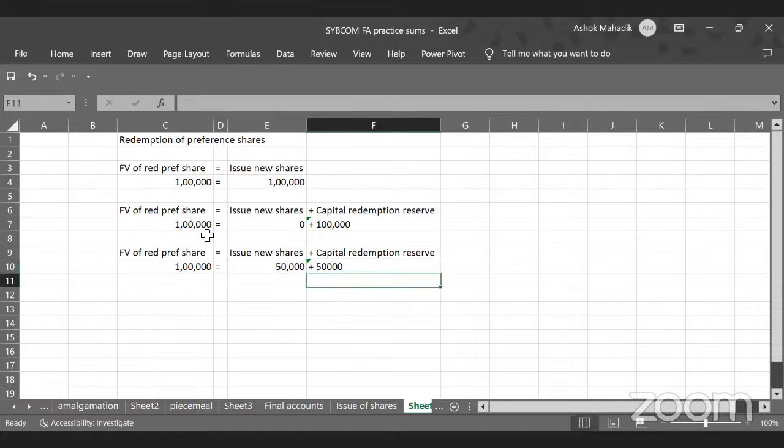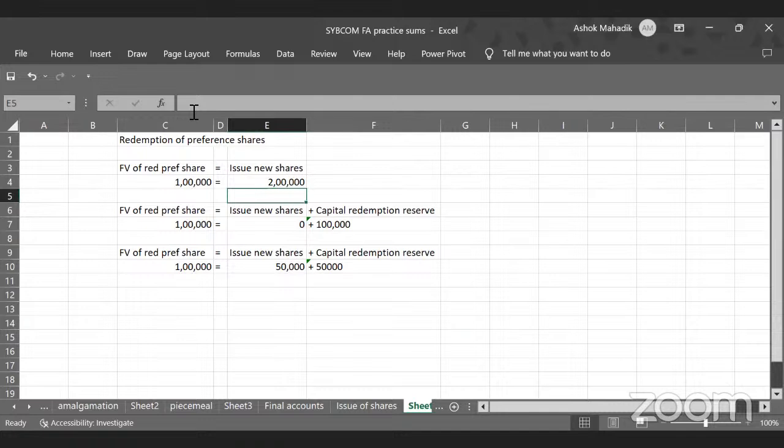But we have to make sure that the right hand side, issue of shares plus CRR, is at least equal to the left hand side. The issue of shares can be higher also. It need not be equal. It can be higher, but it cannot be lesser. So if there is an issue of new shares worth 2 lakh rupees, then it's fine. No issues with that. The new issue can be of a greater value. That is fine. No problem. Clear? But minimum 1 lakh should be raised.